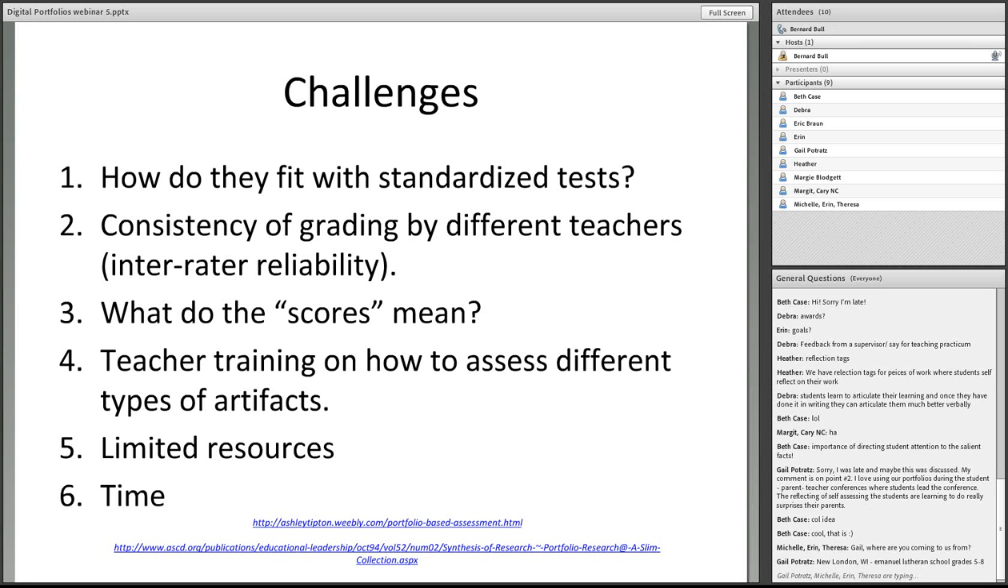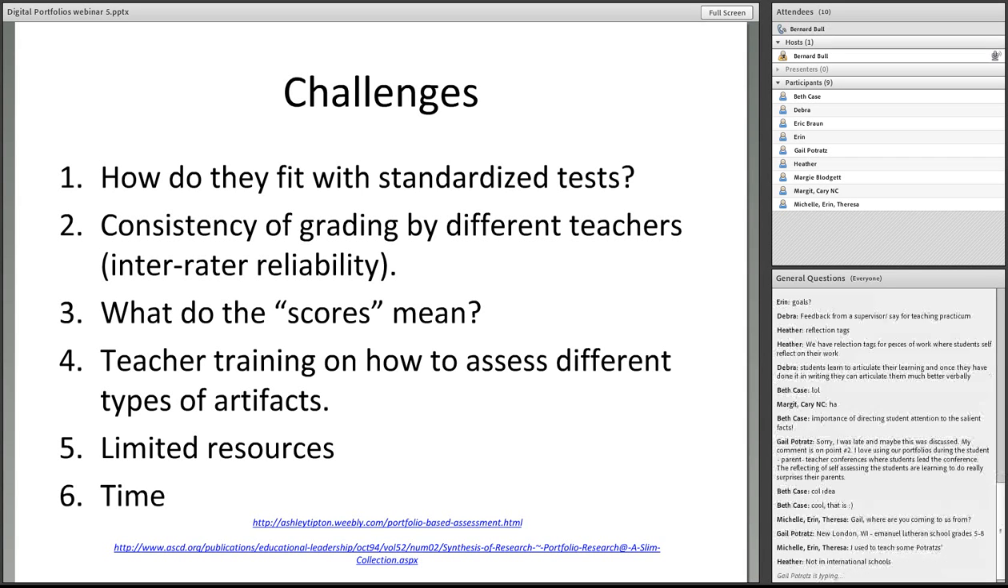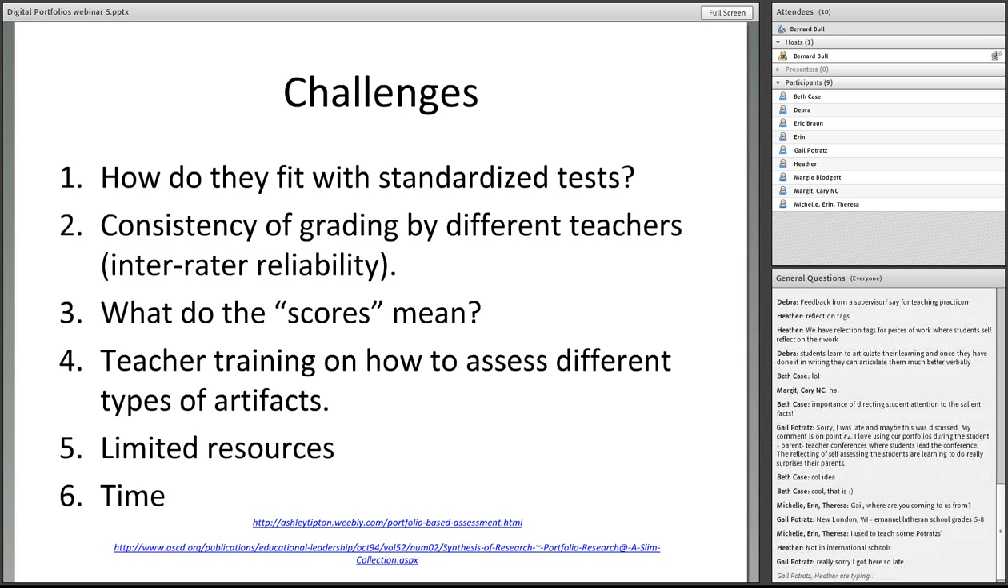Is there room for portfolio assessment alongside that kind of teaching-to-the-test mindset that sometimes develops in certain schools or districts or contexts? That's just a reality today as we think about portfolio assessment. A second challenge has to do with the consistency of grading by different teachers. From a research perspective, part of this is what we call inter-rater reliability.